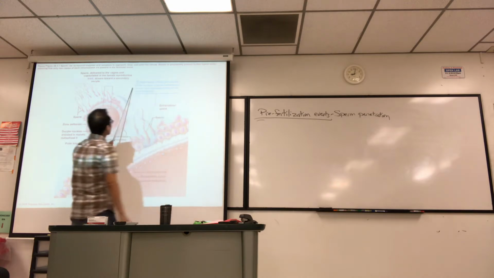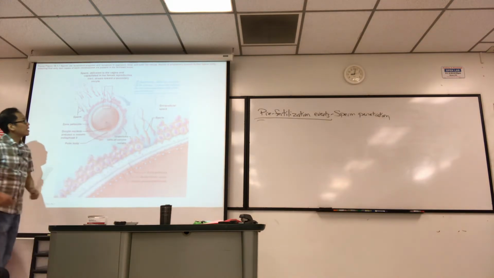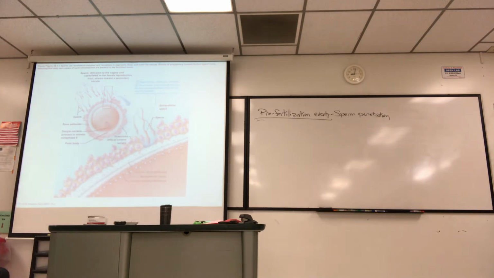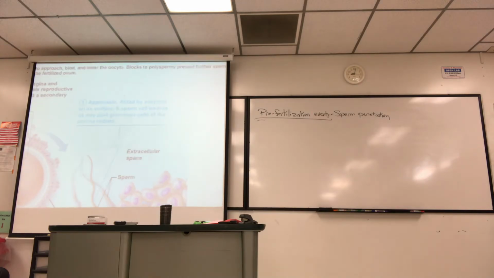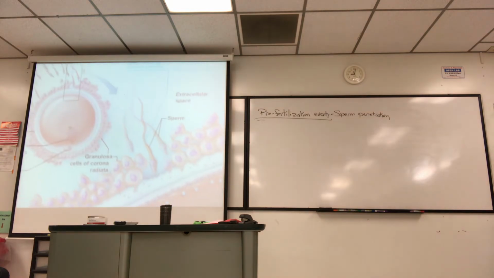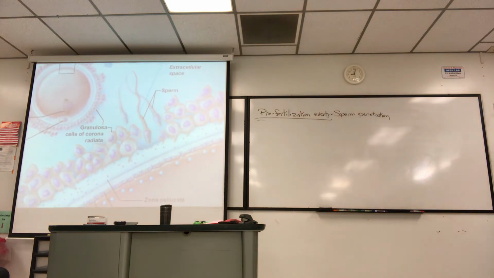I'll read what it says here. Approach. Aided by enzymes on its surface, the sperm weaves its way past granulosa cells of the corona radiata. So that's kind of what's shown there. That's the first step.